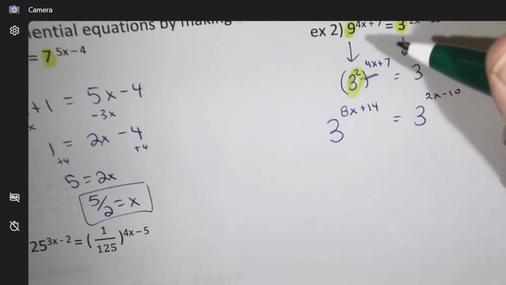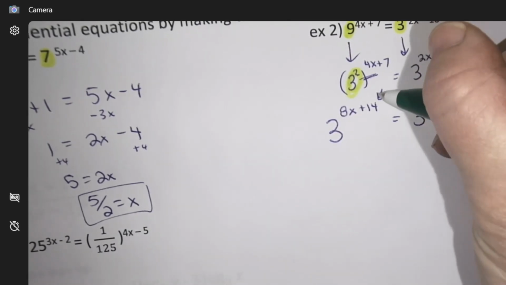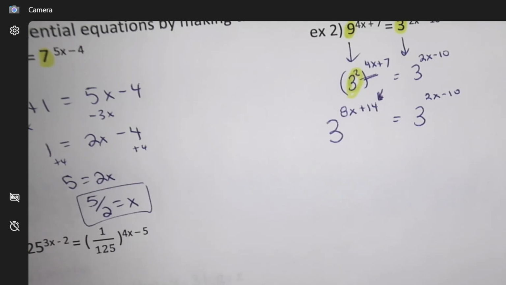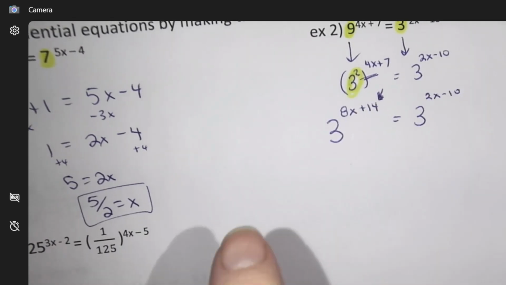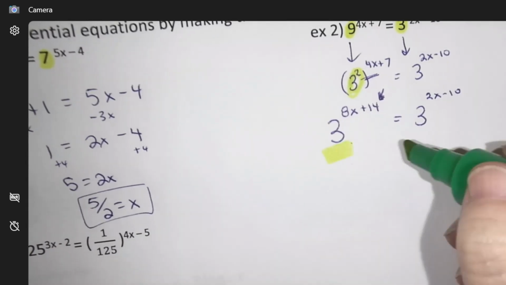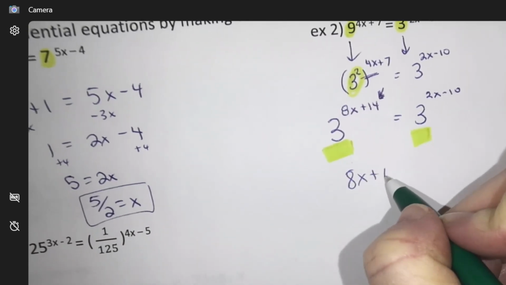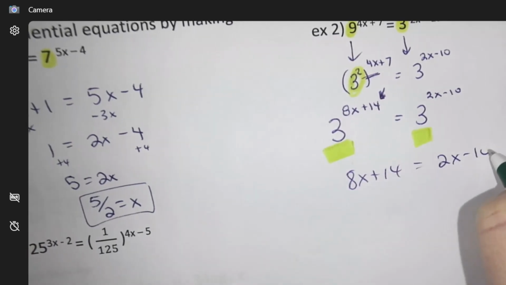Okay, some of you will make mistakes there with your algebra, forgetting to multiply that whole thing by 2. That's a common place to forget. Okay, so now look at what we have. Base 3, therefore the exponent equals the exponent.